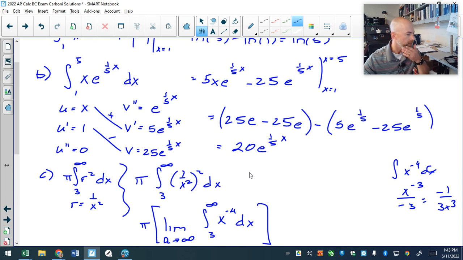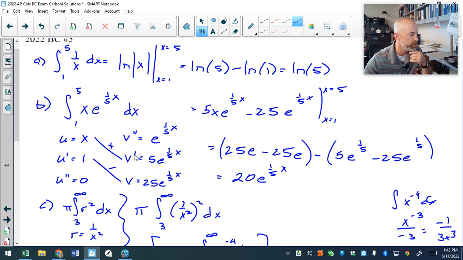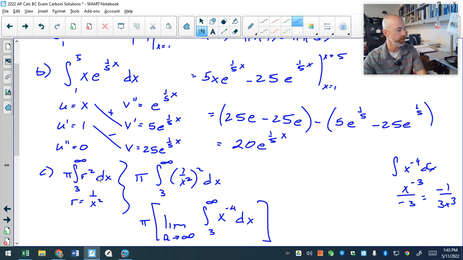So these are some fairly quick BC questions. Now, A was not a BC topic, but B is parts, that is BC specific, and integration of an improper integral is BC specific. So there is all of number 5. I don't see anything else. Nope, that's it. Let's move on to 6.